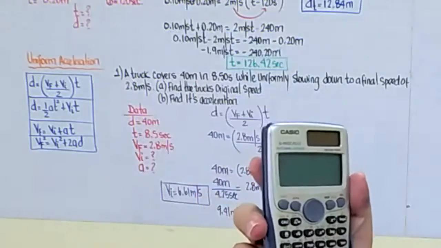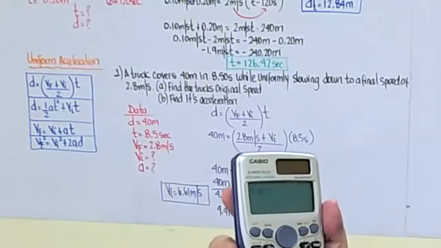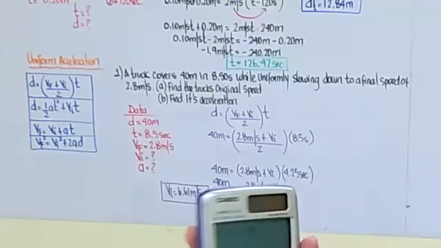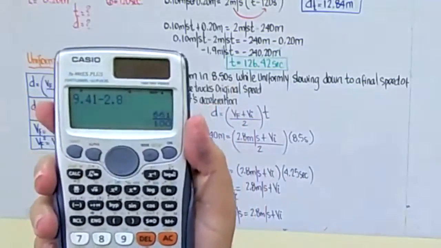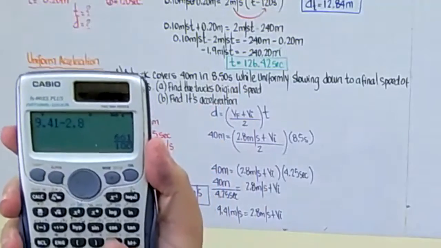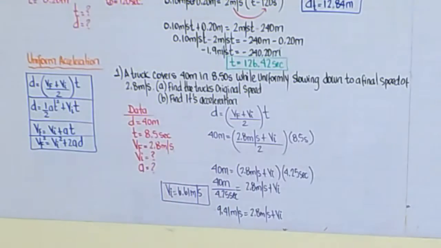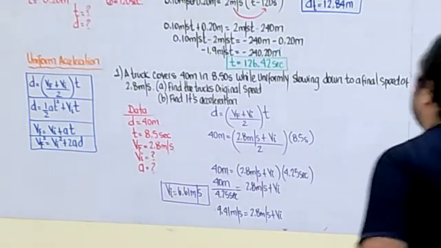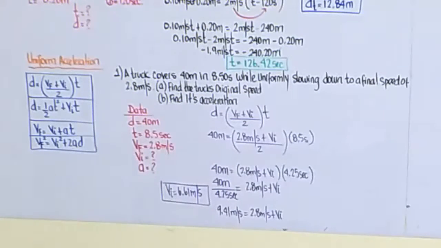And if we subtract 9.41 minus 2.8, the result, we have a fraction over here, push the button SD, we have 6.61. Okay? This is the beauty of math. It doesn't matter which technique you choose. At the end, the result will be the same. Now, the second question. Find its acceleration.